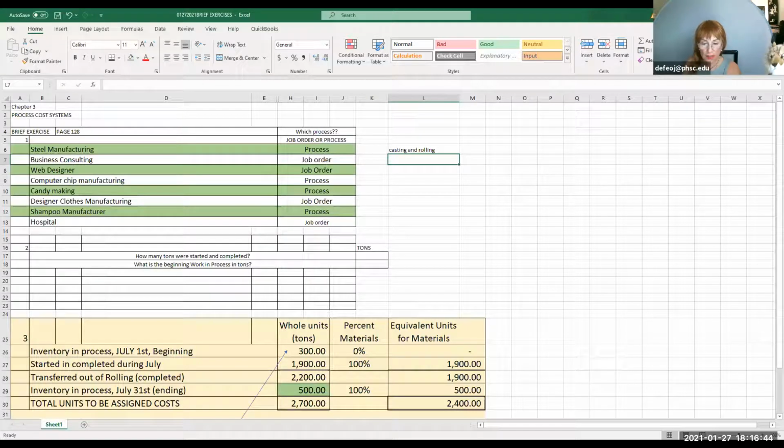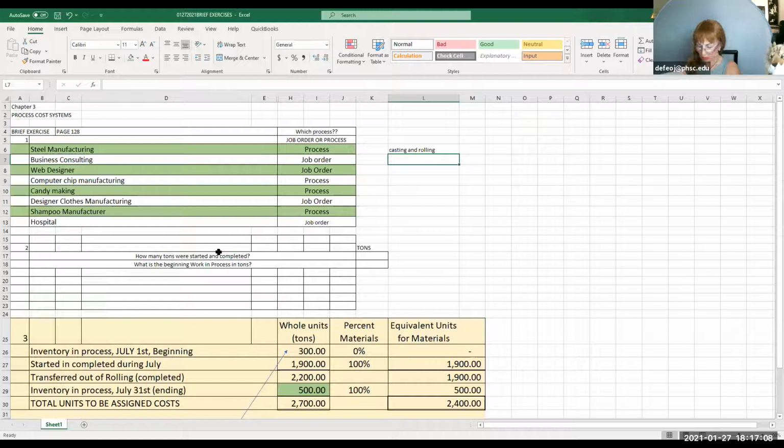Let's see, ingots from casting departments are rolled into steel sheets. So they make these sheets. Imagine they roll steel. That must be very dangerous. Probably get cut in a hand off. It's a very dangerous profession. The rolling department received 2,400 tons from the casting department.